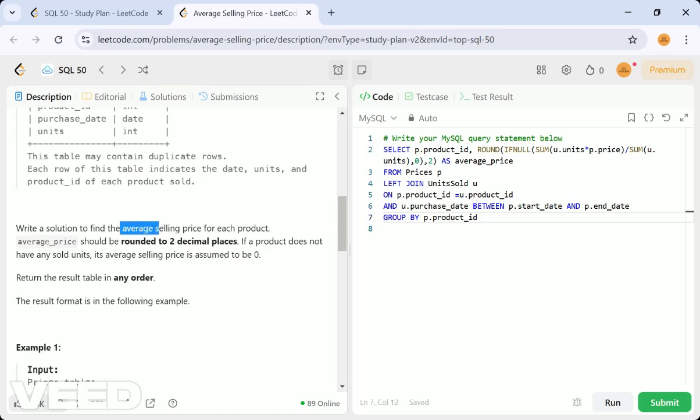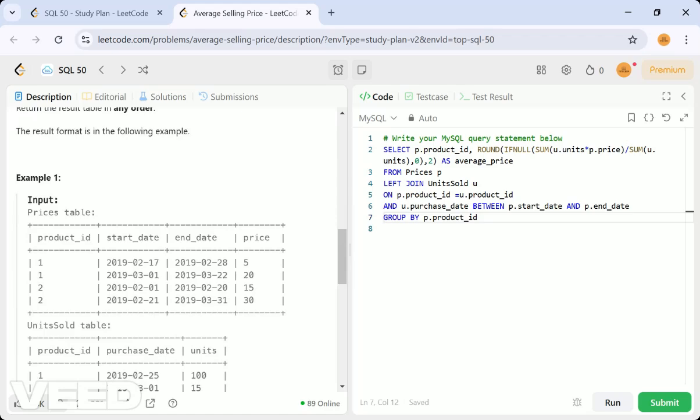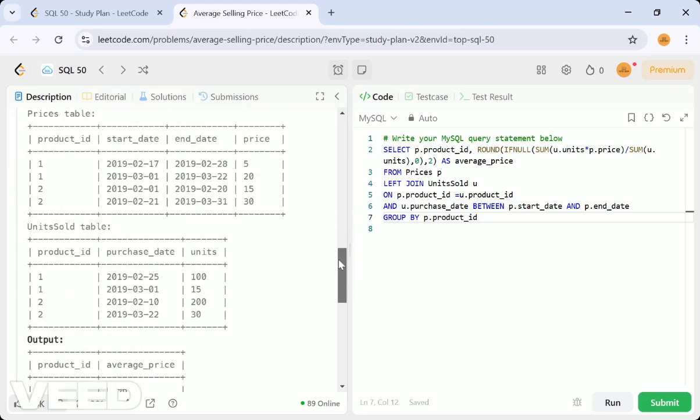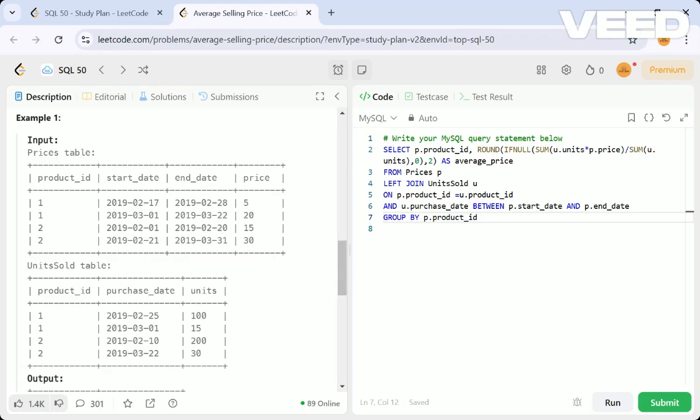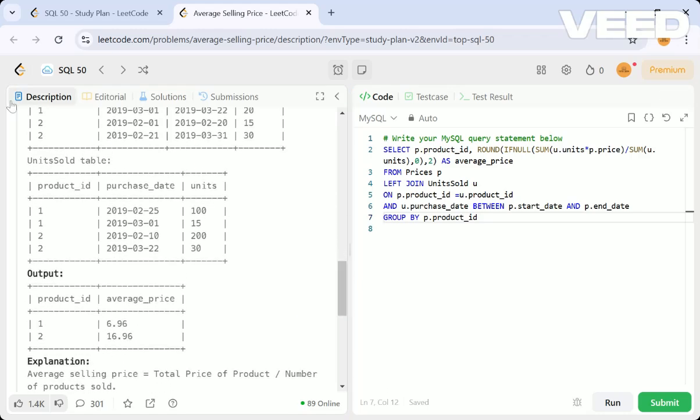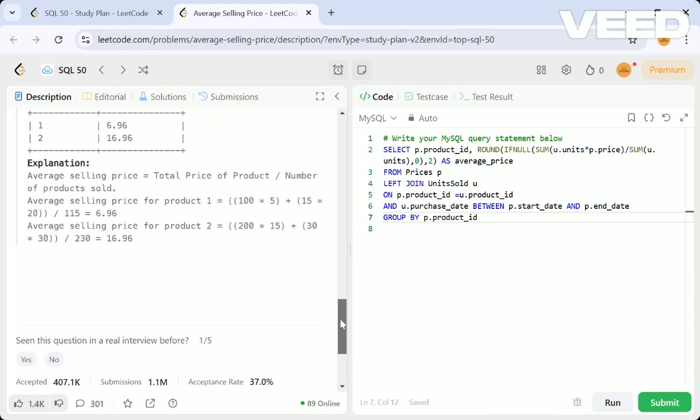So for a general selling price we can just have the sum of units into price. But average means dividing by the sum of units, and then the alias name average price. Left join, because we want to get all the prices, right? So all the prices which we have here, there is no repetition. If you use group by, you will get one row each time. So only two products will come, because we are grouping by product ID. So this is how we have to do it.